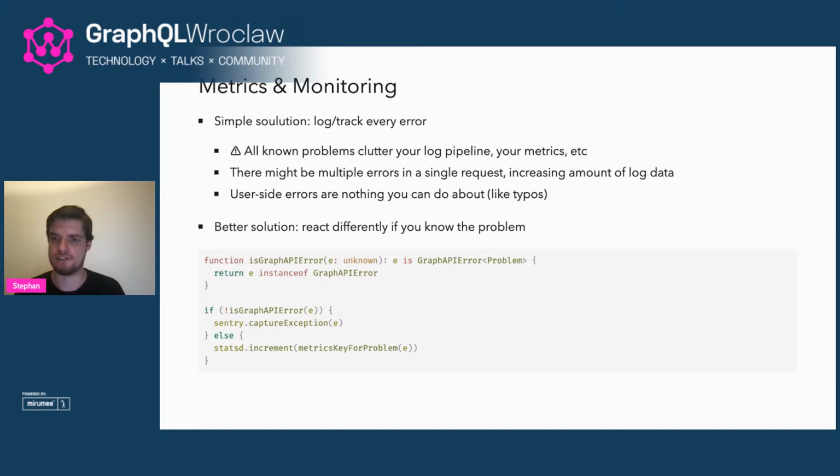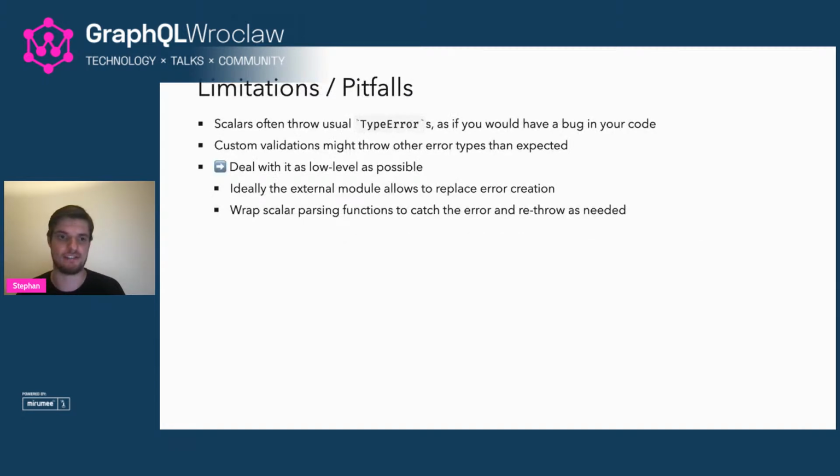Yeah, that is more or less the approach we are taking. And towards the end, of course, there are some limitations or pitfalls that you can run into. The one that was biting me the most is the first: scalars, like those custom scalars, as we've seen with the date parsing, they often throw a usual type error, as if you had mistyped something in your code and it says, I don't know, type error, cannot read property foo of undefined or so.